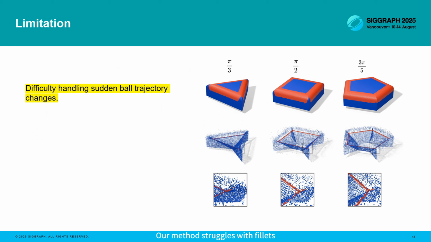Our method struggles with fillets involving abrupt rolling ball path changes due to unresolved Voronoi point conflicts. However, it can handle cases where the transition angle exceeds 108 degrees.